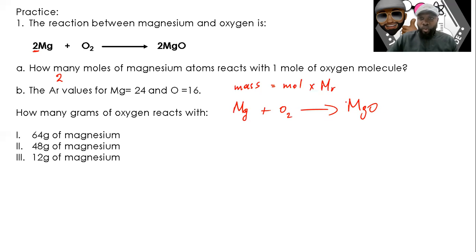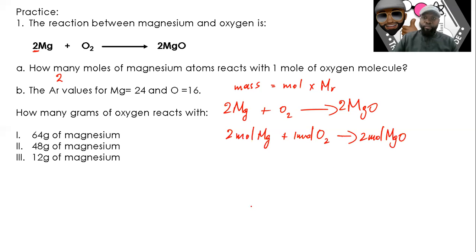So now I need to balance my equation. My oxygen is not balanced there, so I need to put 2 there. And this means that I've got to put 2 there to balance my magnesium. So now my equation is balanced. And what that tells me is that I've got 2 moles of magnesium reacting with 1 mole of oxygen molecule to produce 2 moles of magnesium oxide. So I've got the number of moles of each substance there in my reactants and my products.